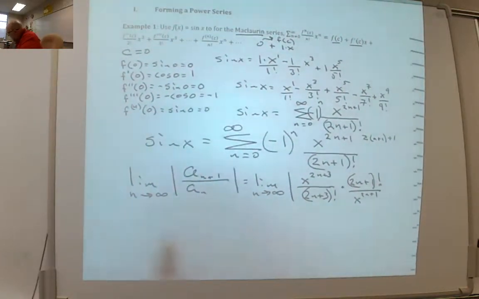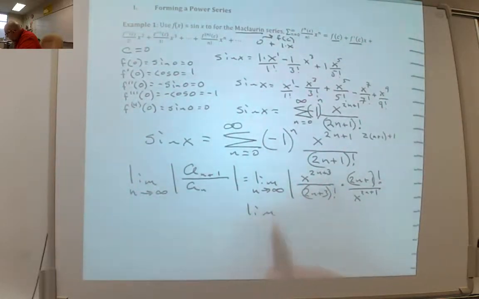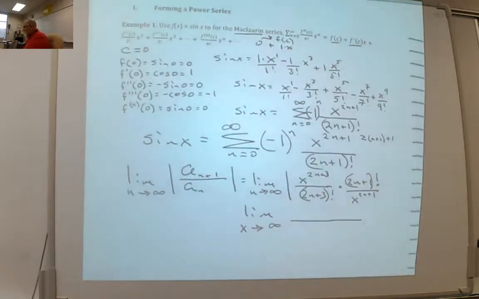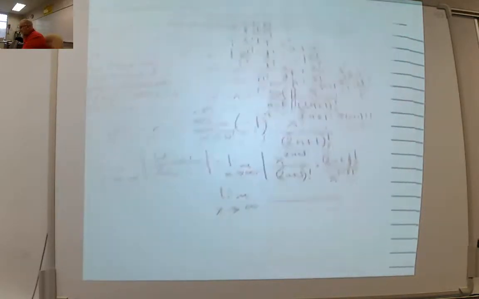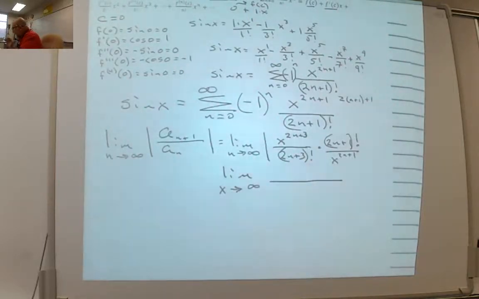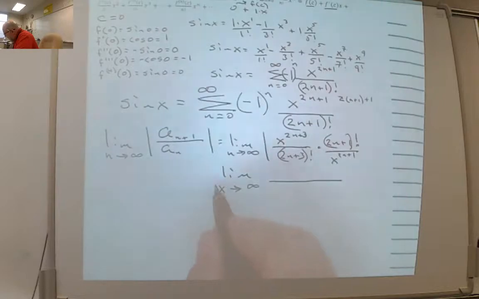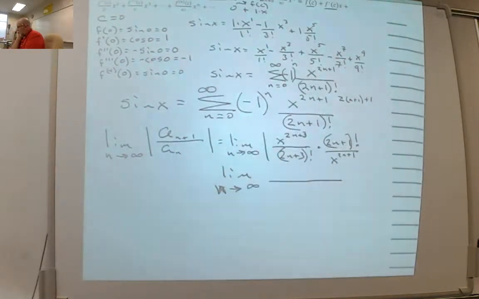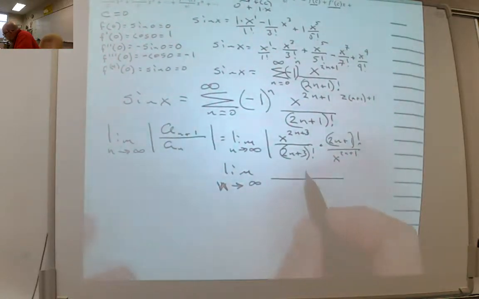So, the limit as n goes to infinity, what do I get when I simplify that? Yes, n goes to infinity, not x. Thank you. So what simplifies? You're going to get x squared on top. Right, I'm going to get x squared on top. Perfect.